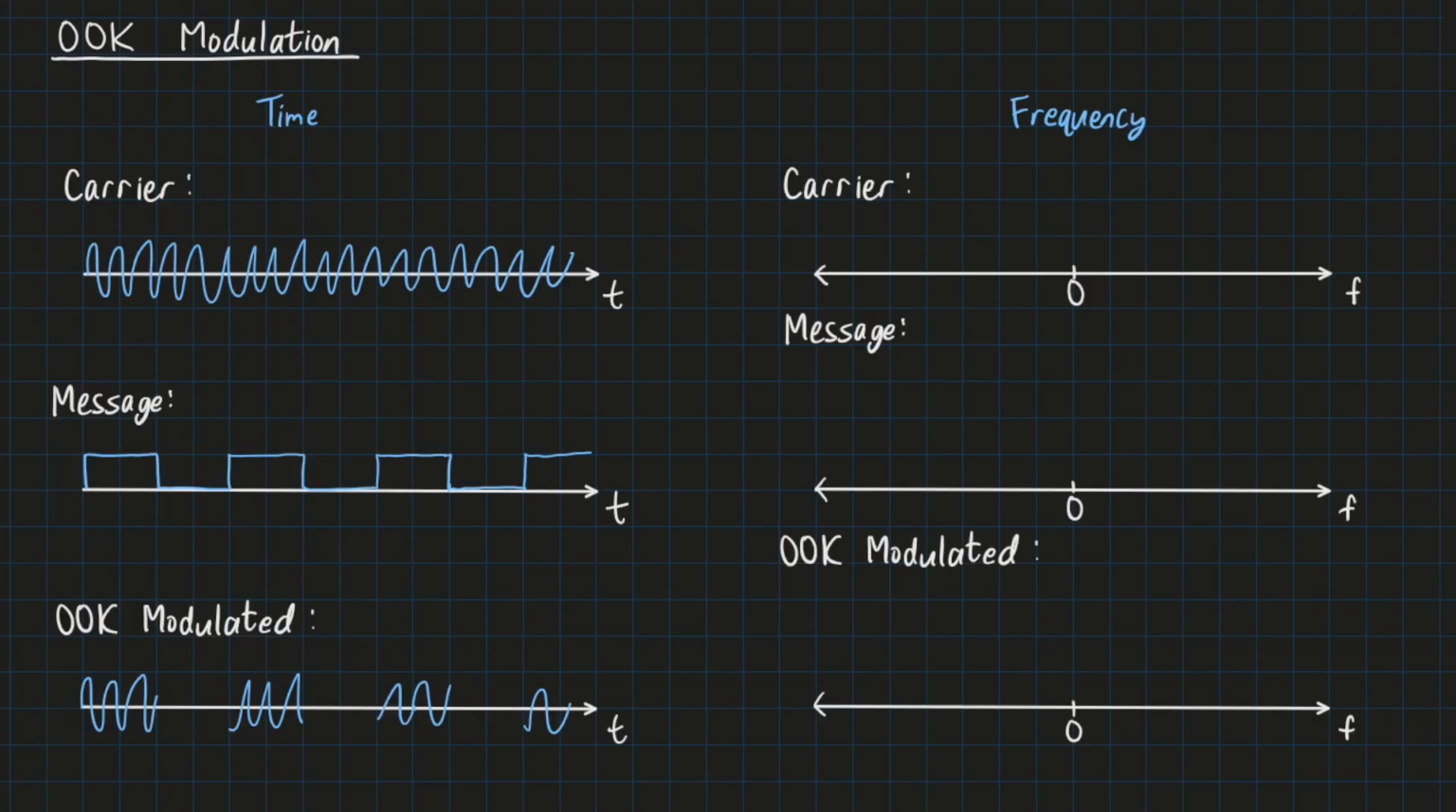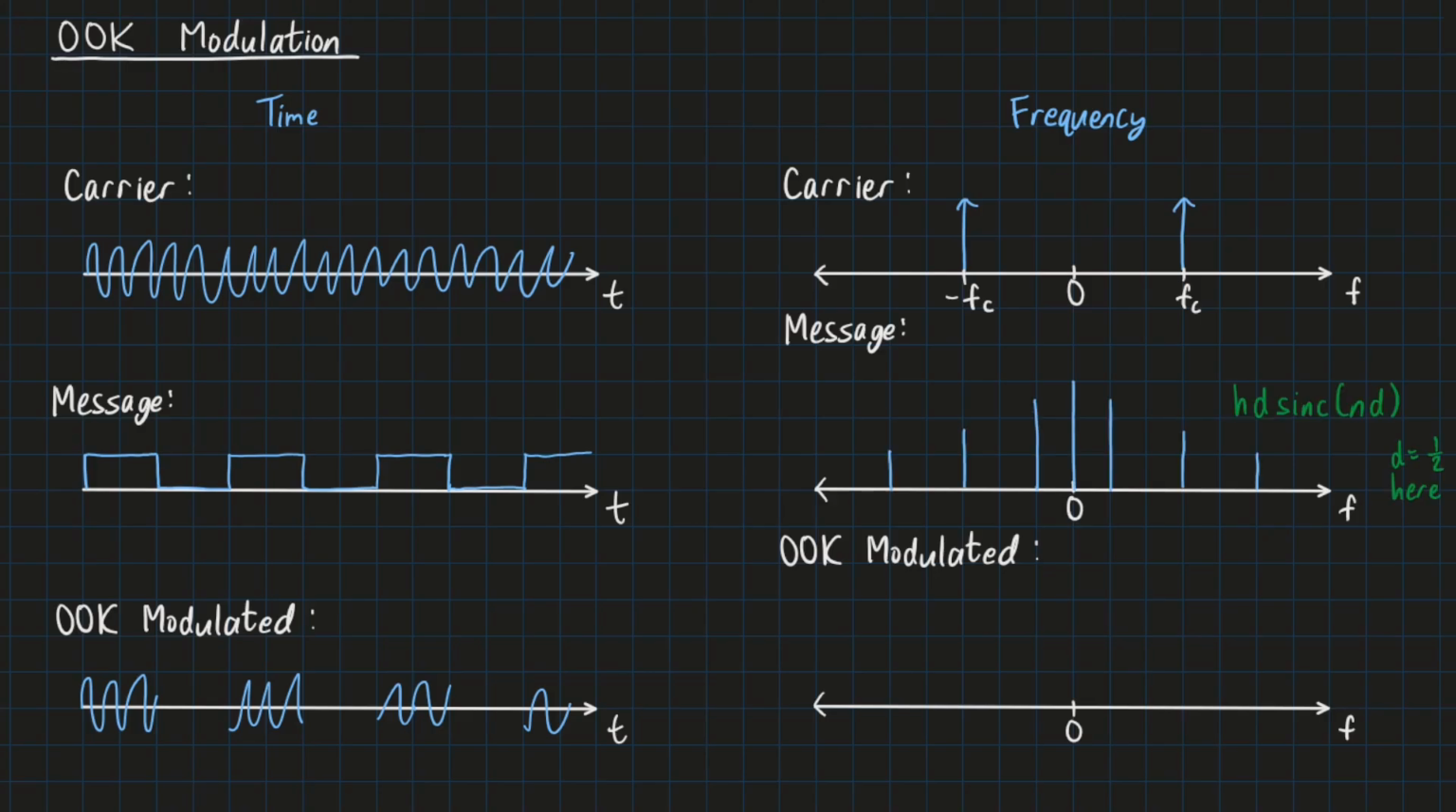Let's take a look at these signals in the frequency domain. The carrier sinusoid in the time domain only has one frequency. So on the frequency spectrum, we're going to have spikes at the carrier frequency and at the negative carrier frequency. If the message signal is a rectangular waveform, we're going to have the sinc function. In this case, we have a square wave, so every second harmonic will be missing.